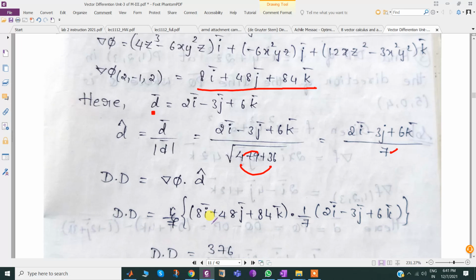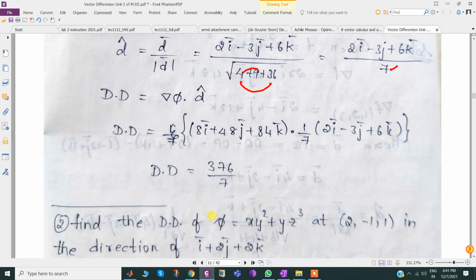Now for the directional derivative, write it down clearly: del phi at P dot d cap. So del phi dot d cap, if we simplify, we make it 8 times 2, 16, plus 48 times minus 3, plus 84 times 6, divided by the length 7 here. If you simplify, you make it 376.